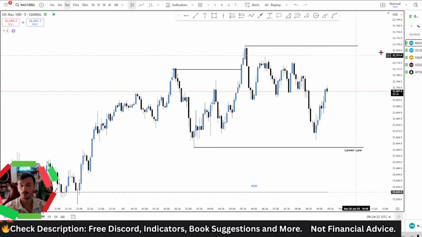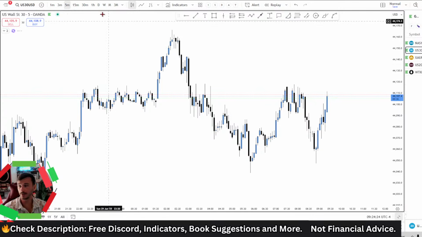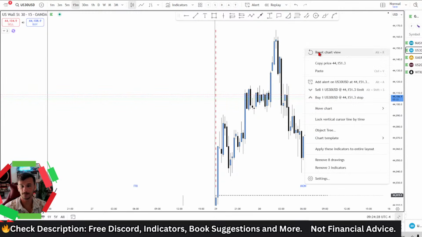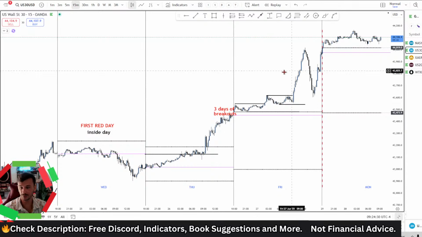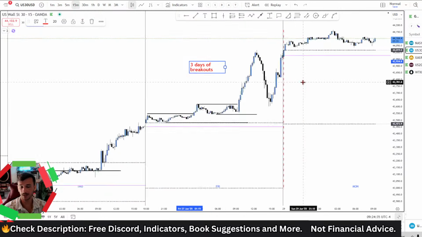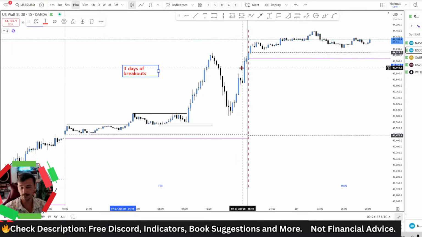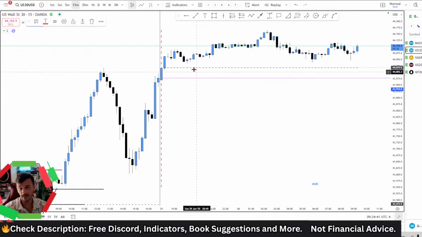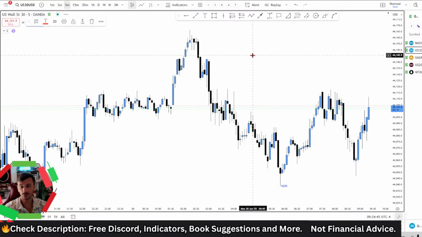Okay. Let's go to US 30. I'm going to go back to a 15-minute chart here so I can look at the overall picture a little bit better. Right, at least 3 days of breakouts, similar to the NASDAQ. And today as well, we've already broken out. We've got 3 sessions of breakout. They have not even retested the previous day's high, which is good. Has it started to break down?